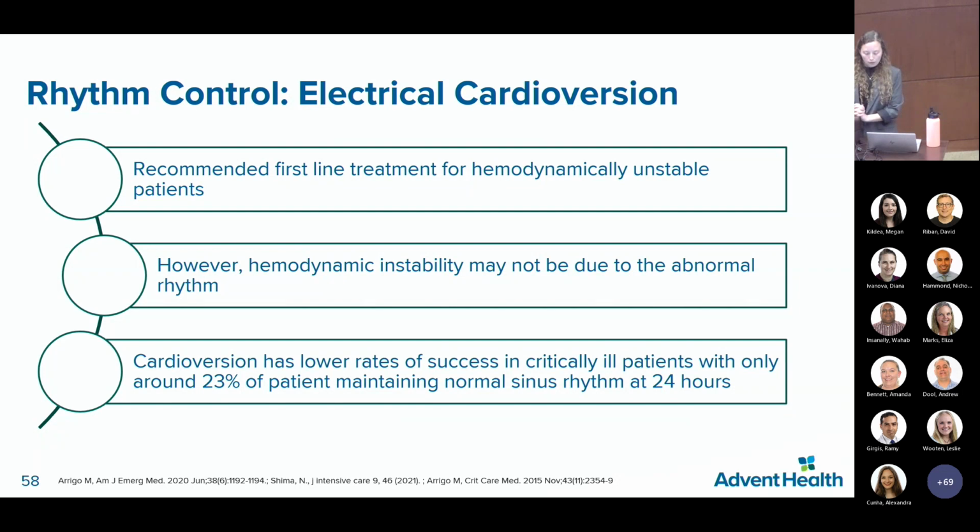Starting out with electrical cardioversion, when we look at patients who are hemodynamically unstable and the instability is thought to be due to the abnormal rhythm, electrical cardioversion should be attempted. While this method does have limited effectiveness in our critically ill population, and successful conversions are often short-lived, with about 23% of patients maintaining normal sinus rhythm 24 hours after conversion.